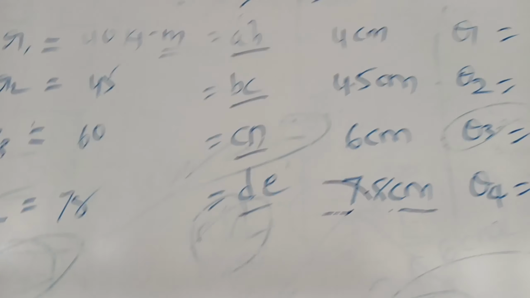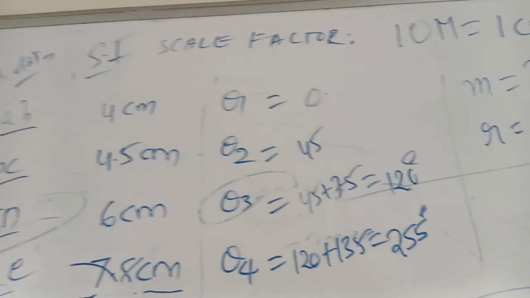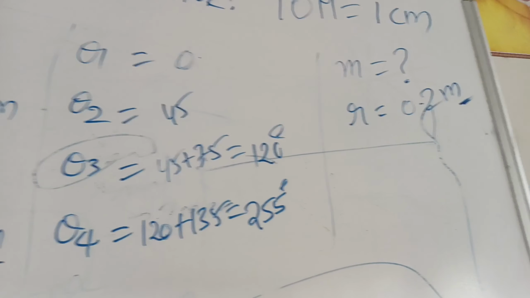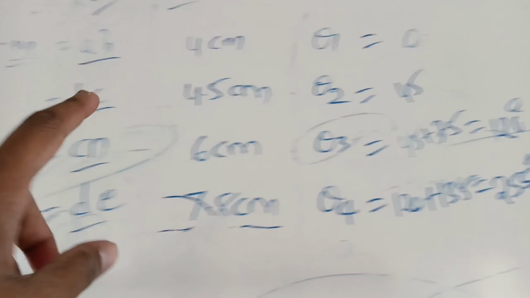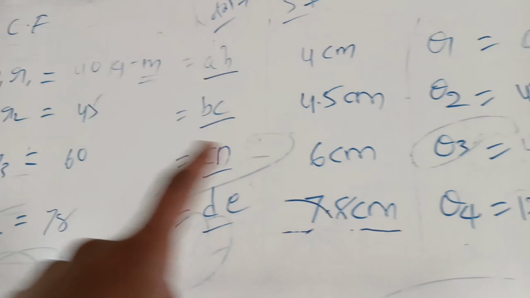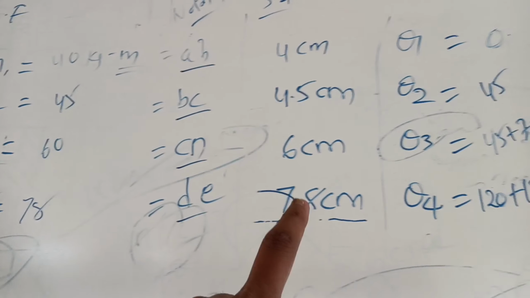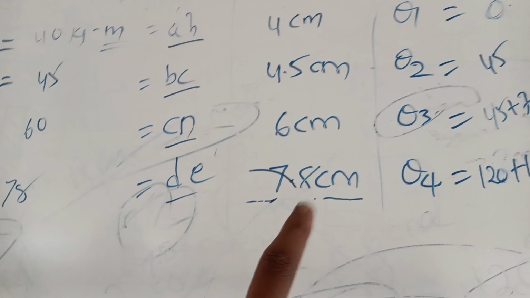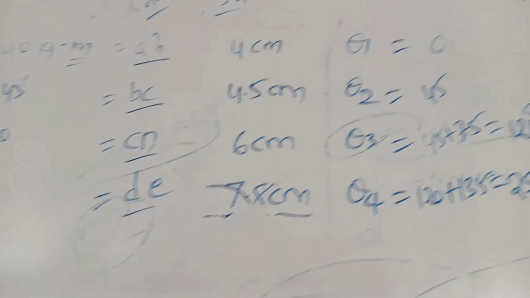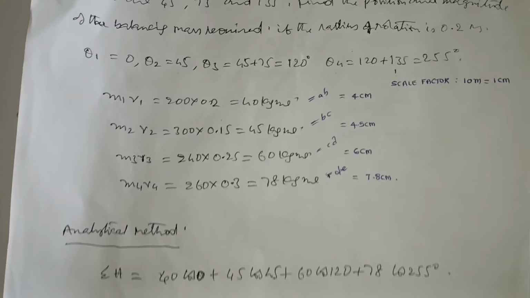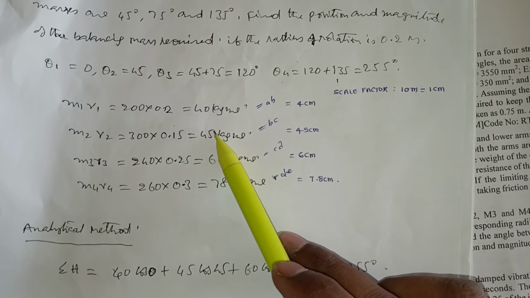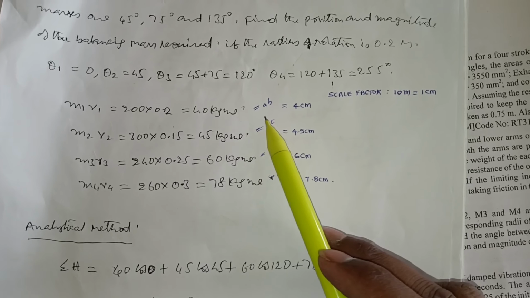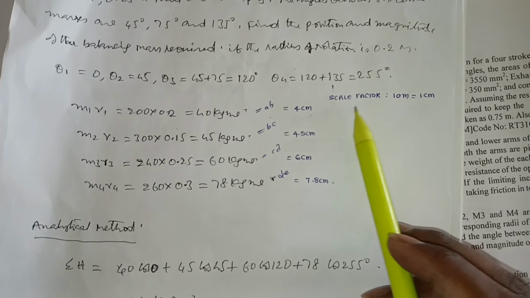Here you have to take a suitable scale. The scale factor is 10 kg meter square equal to 1 centimeter. For 40, take 4 centimeters, for 45, 4.5 centimeters, for 60, 6 centimeters, and for 78, 7.8 centimeters. So here we have the centrifugal force values. M1 R1 is equal to 40 kg meters, that means AB is 4 centimeters based on the scale factor.